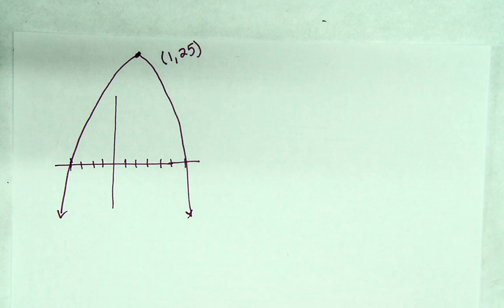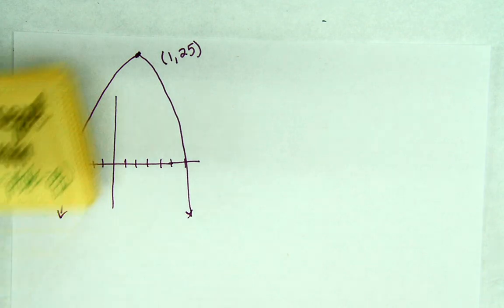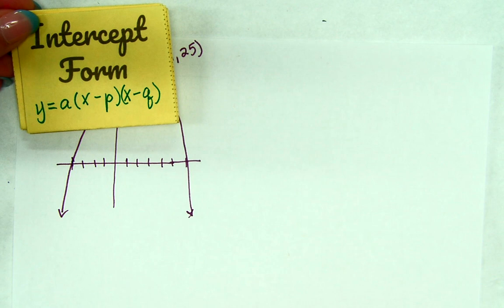Because even though I only gave you one point, I gave you the vertex, right? What else do you know? Where it passes through. Which are called what? X-intercepts. You know your x-intercepts. Man, I wish I knew a formula where we could write an equation of a parabola if I knew the intercepts. Intercept form. Oh, I do. Okay. Right?